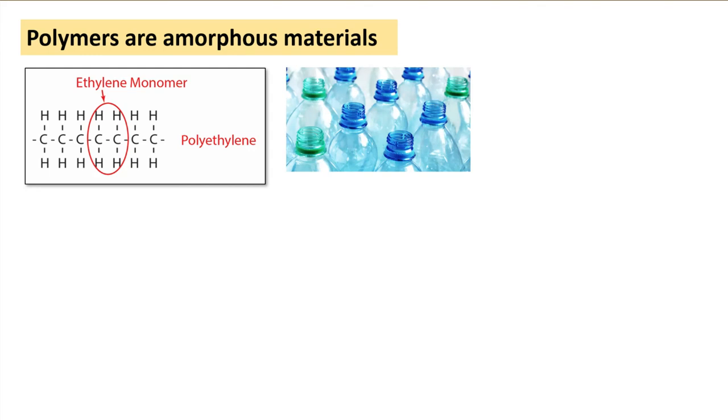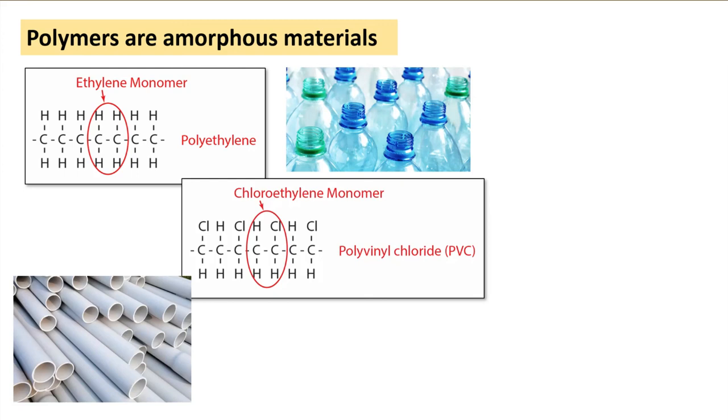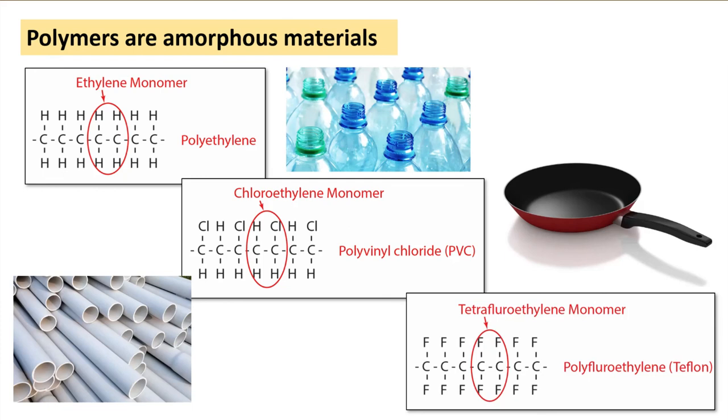The same thing happens with chloroethylene. They hook up all those monomers and create polyvinyl chloride, or PVC. And the tetrafluoroethylene monomer creates Teflon. So polymers are really long chains. Now what? Well, a lot of chains get together and form what I like to call a plate of spaghetti.